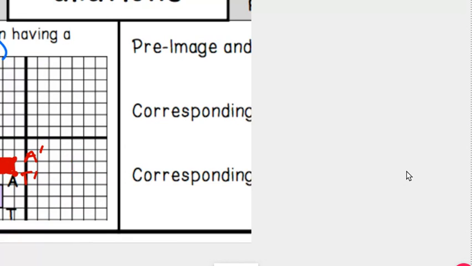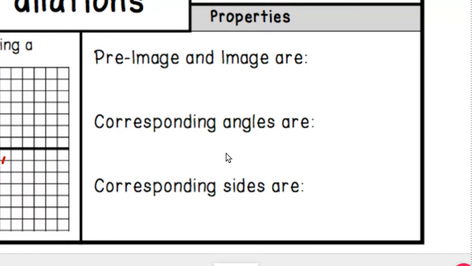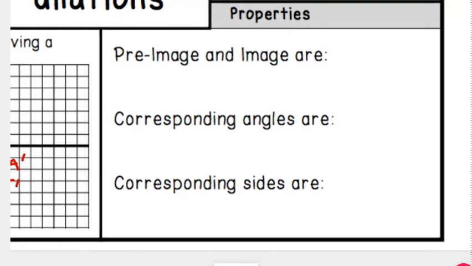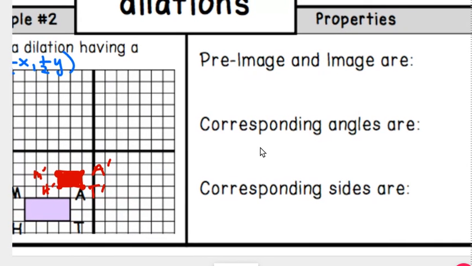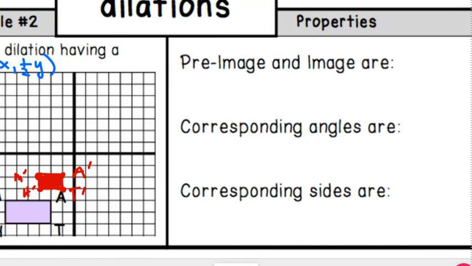All right, so let's take a look at our properties. So pre-image and the image. We want to compare the images. Are they congruent? They're not congruent. They're what's called similar.